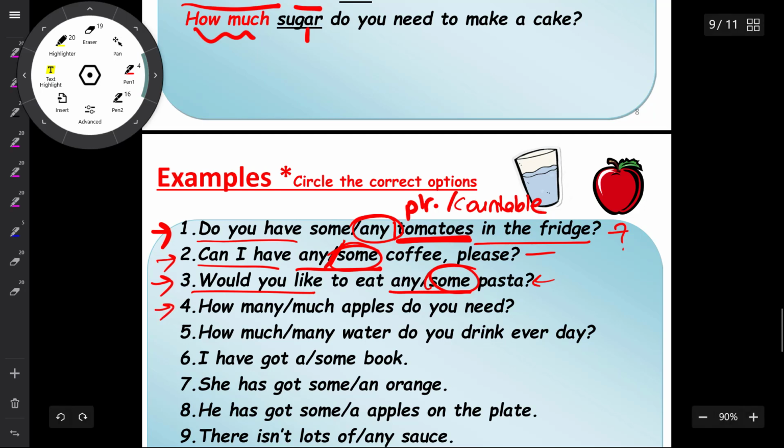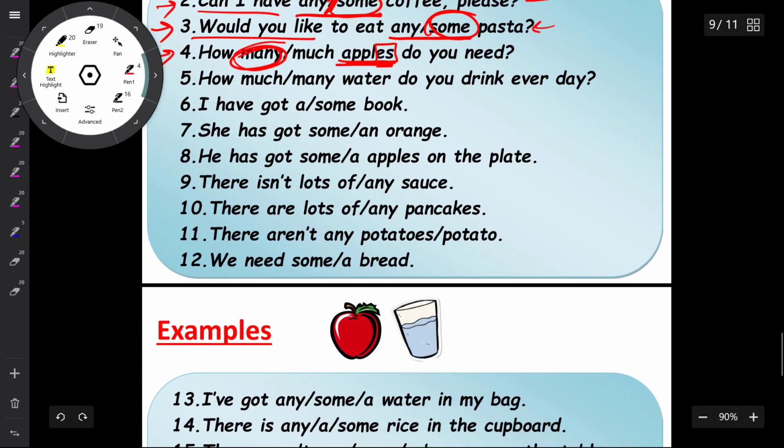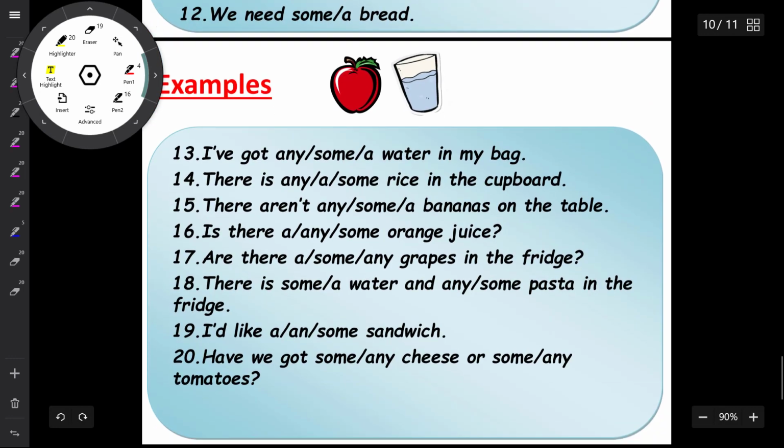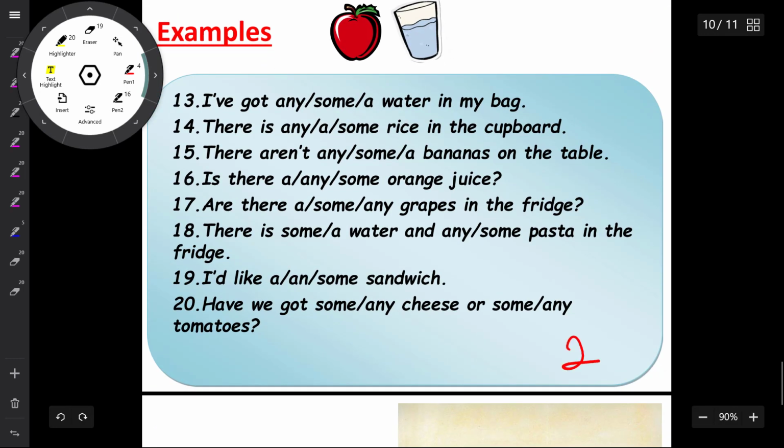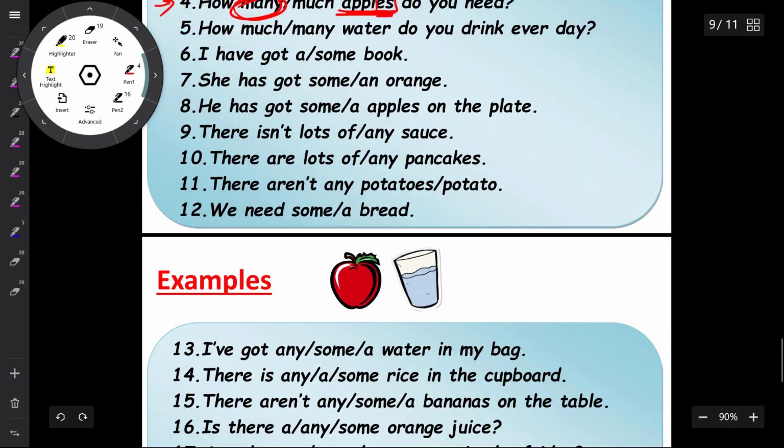Okay. How many or how much apples do you need? Okay, look at this now. Apples, plural. Anything I can make plural is countable. With countable, do I use much or many? Which one? Yes, of course, many. How many apples do you need? There are how many examples? 20. Yes. Okay, these are your homework.